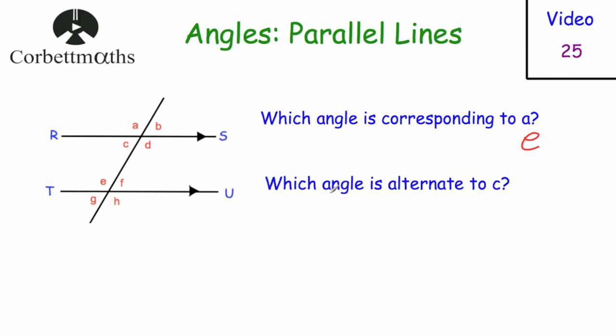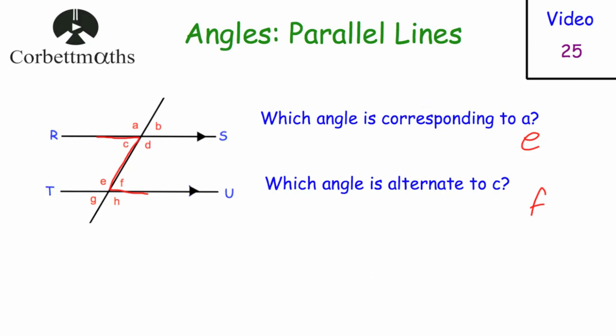Our next question says, which angle is alternate to C? Now, when we see alternate, we're thinking of that Z angle. And you can see here, we've got that C here. And if you look at my pen here, you've got this sort of Z shape, where you've got the C in there and the F there. They are alternate to each other, so C is alternate to F. D would be alternate to E, and they would be the alternate angles. C is alternate to F, and D is alternate to E.